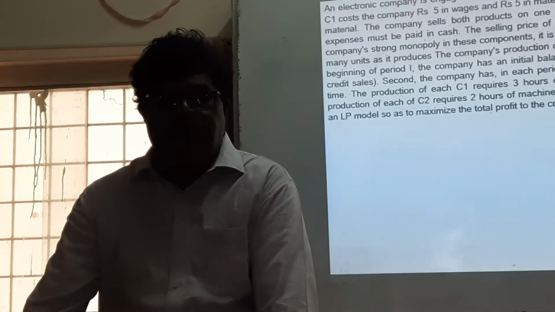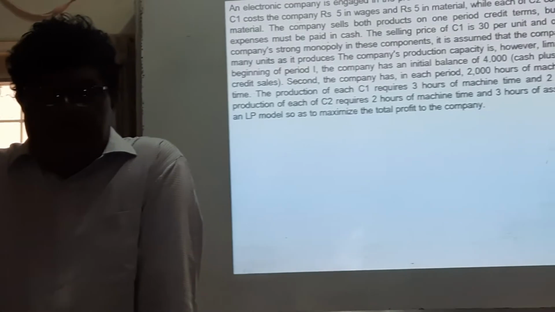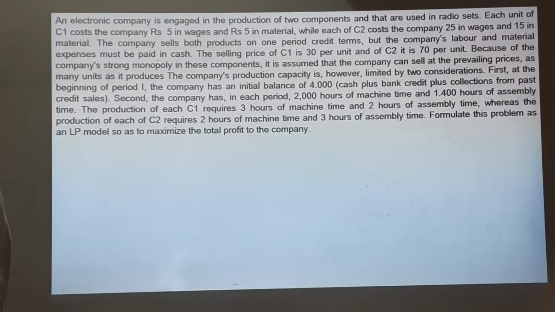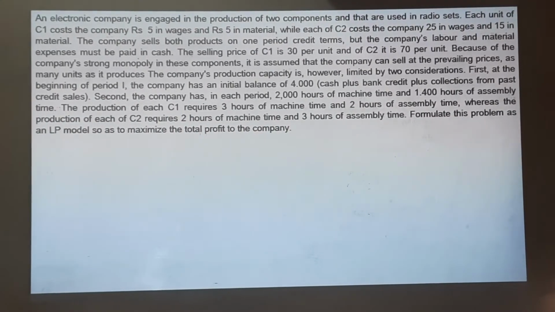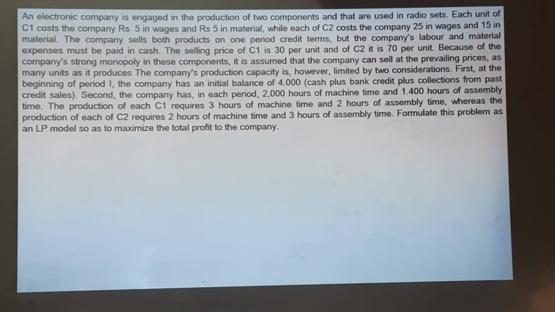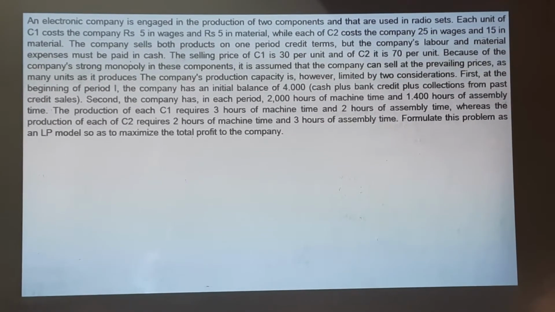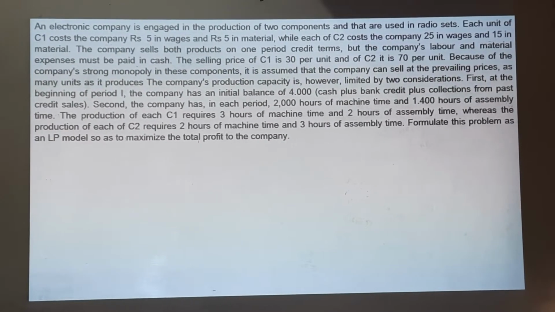Problem is, again, an electronic company is engaged in the production of two components that are used in radio sets. Each unit of C1 costs the company rupees 5 in wages and rupees 5 in material, while each unit of C2 costs the company rupees 25 in wages and 15 in material.